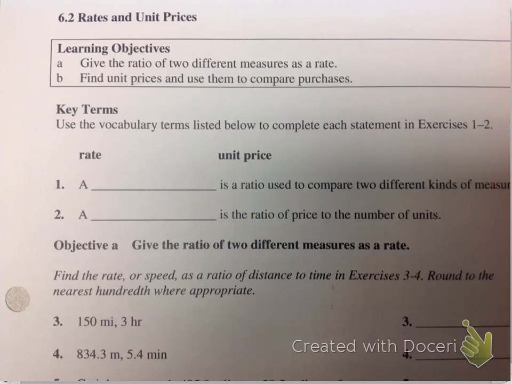So the first key term, a blank is a ratio used to compare two different kinds of measure. And a blank is the ratio of price to the number of units. The first one is simply going to be rate. A rate is a ratio that is used to compare two different kinds of measurement, such as miles per gallon, like I stated earlier. A unit price is the ratio of price to the number of units.